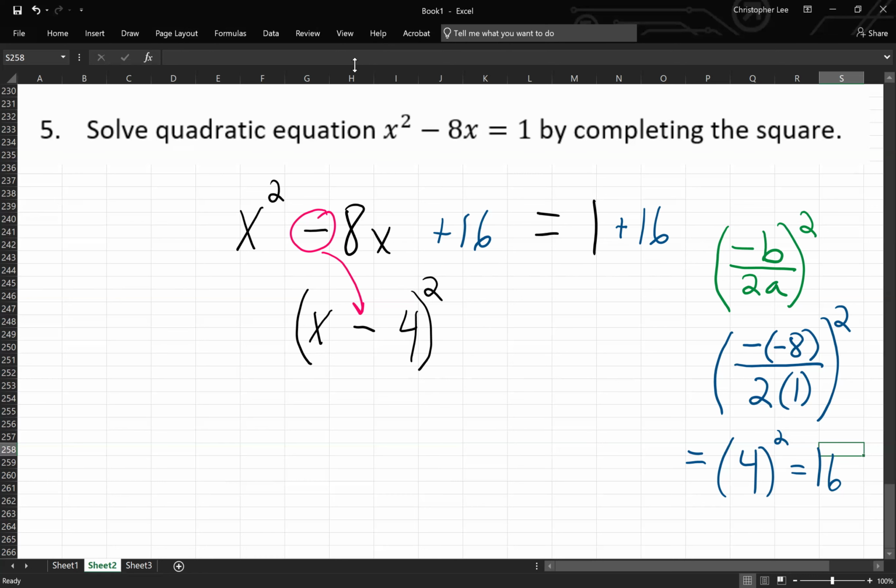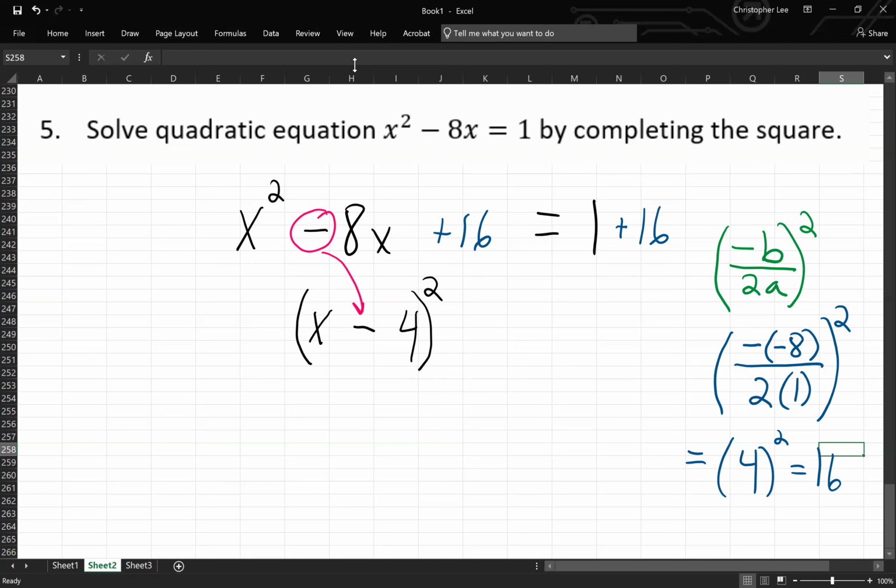if that was b, which would have been negative 8 over 2, that would give us negative 4, but we still have squared. So negative 4 times negative 4 gives positive 16. So it always works out to the same thing. Magic, right?